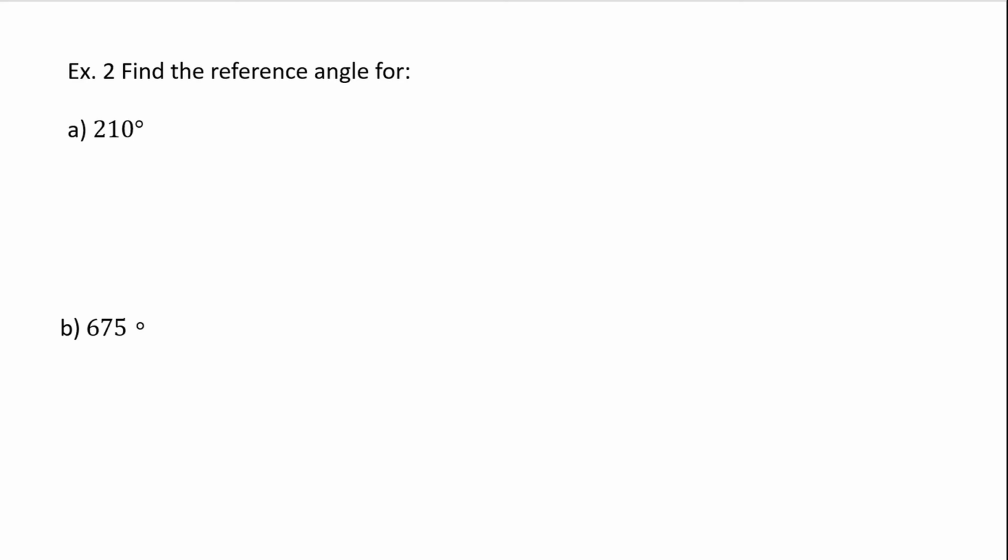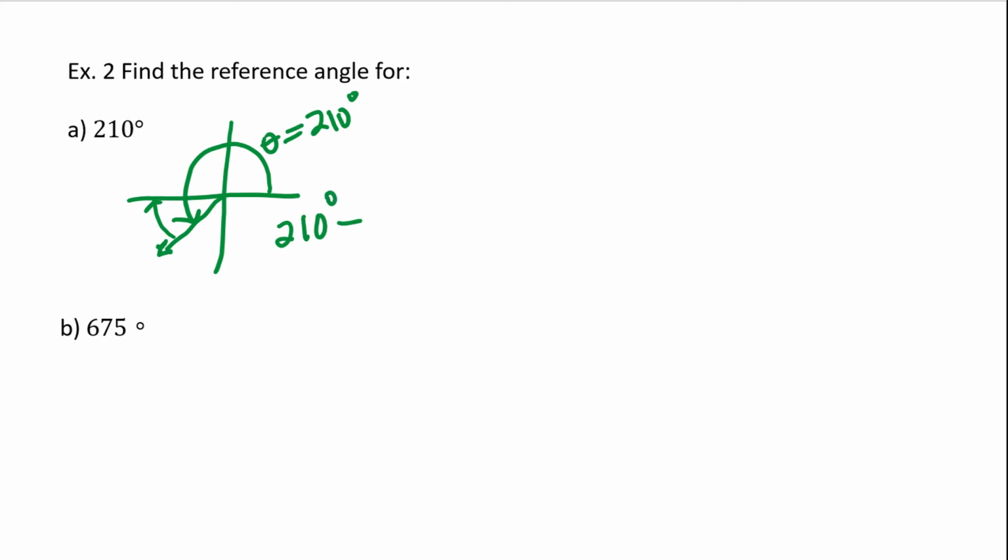Find the reference angle for A, 210 degrees. Let's draw 210 degrees in standard position. Theta equals 210 degrees would put the terminal side in the third quadrant. The reference angle is the distance from the terminal side to the closest x-axis, so we would do 210 degrees minus 180 degrees, and the reference angle would be 30 degrees.